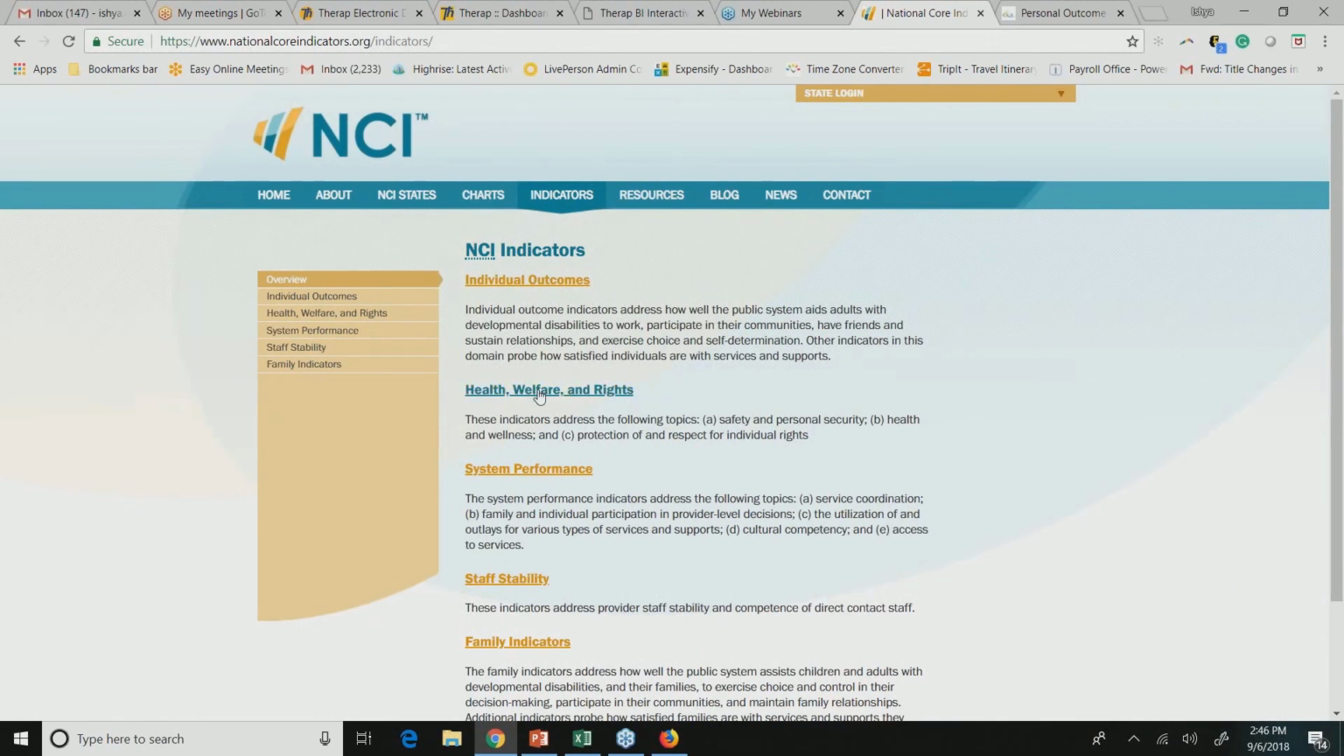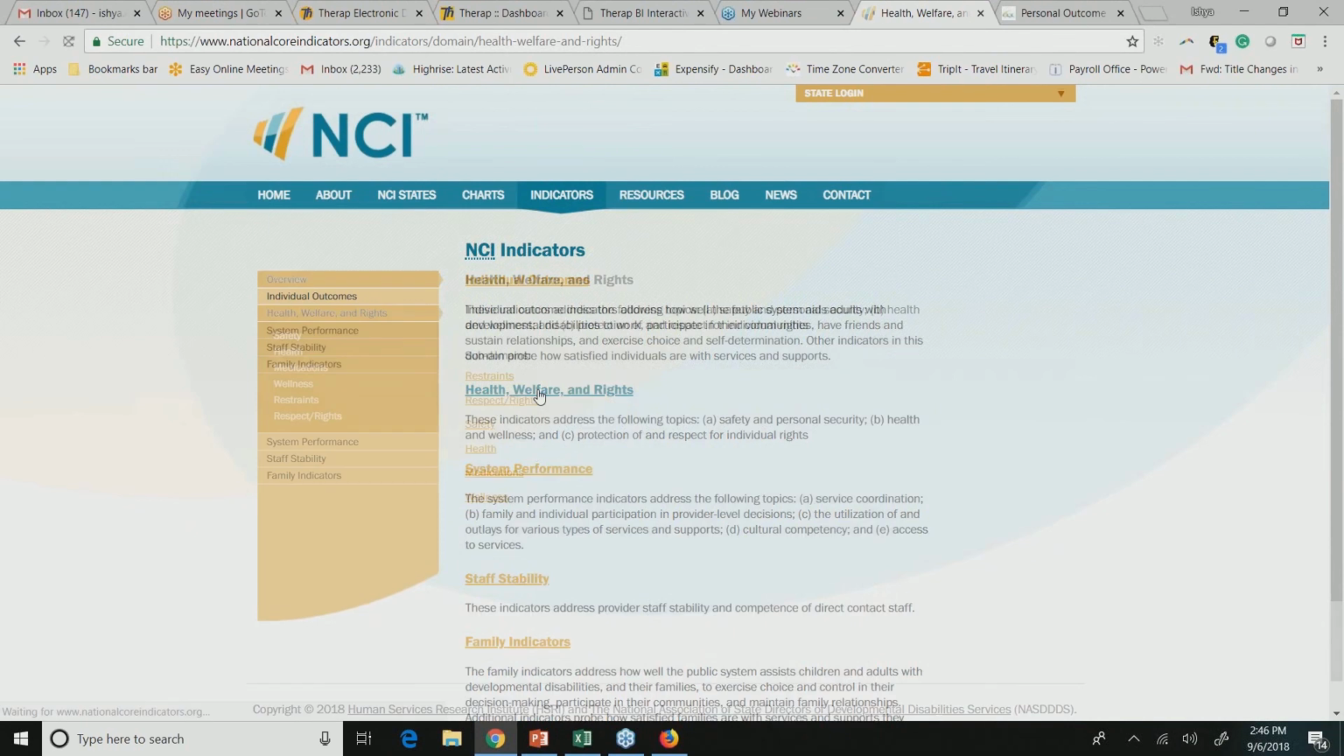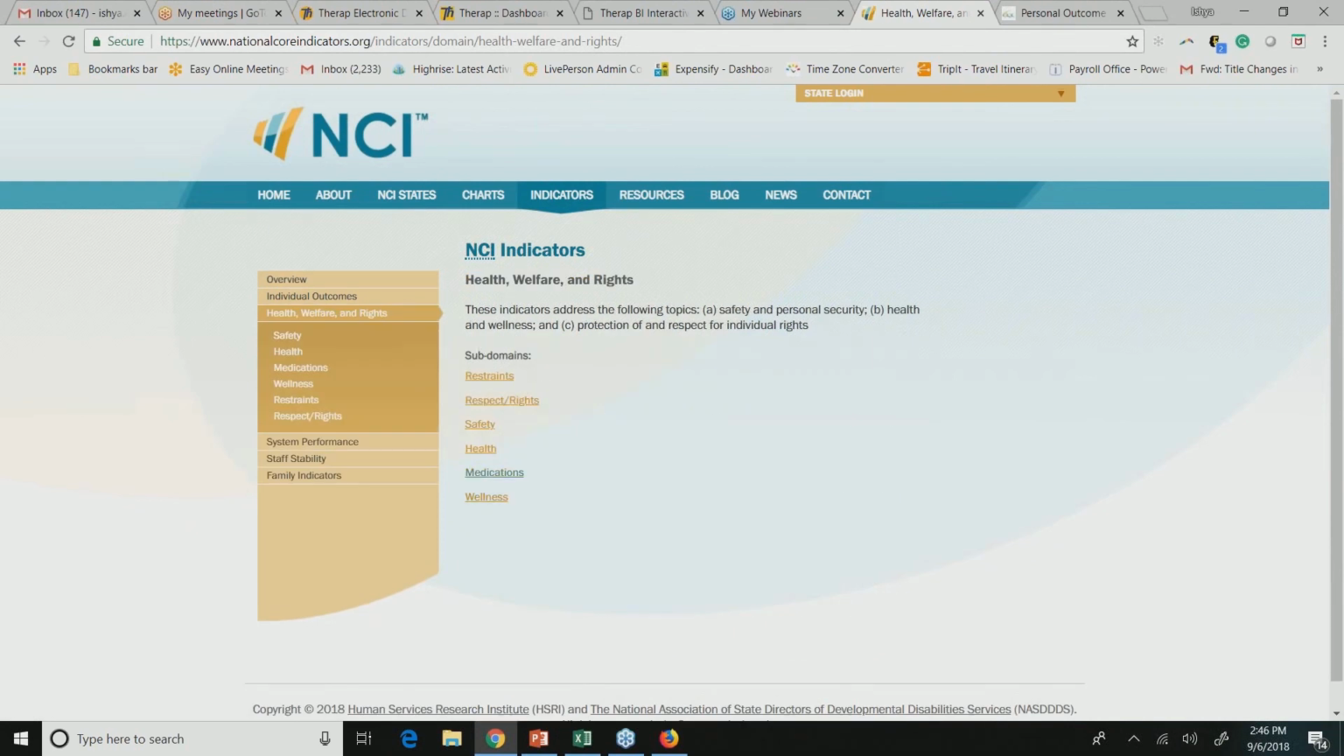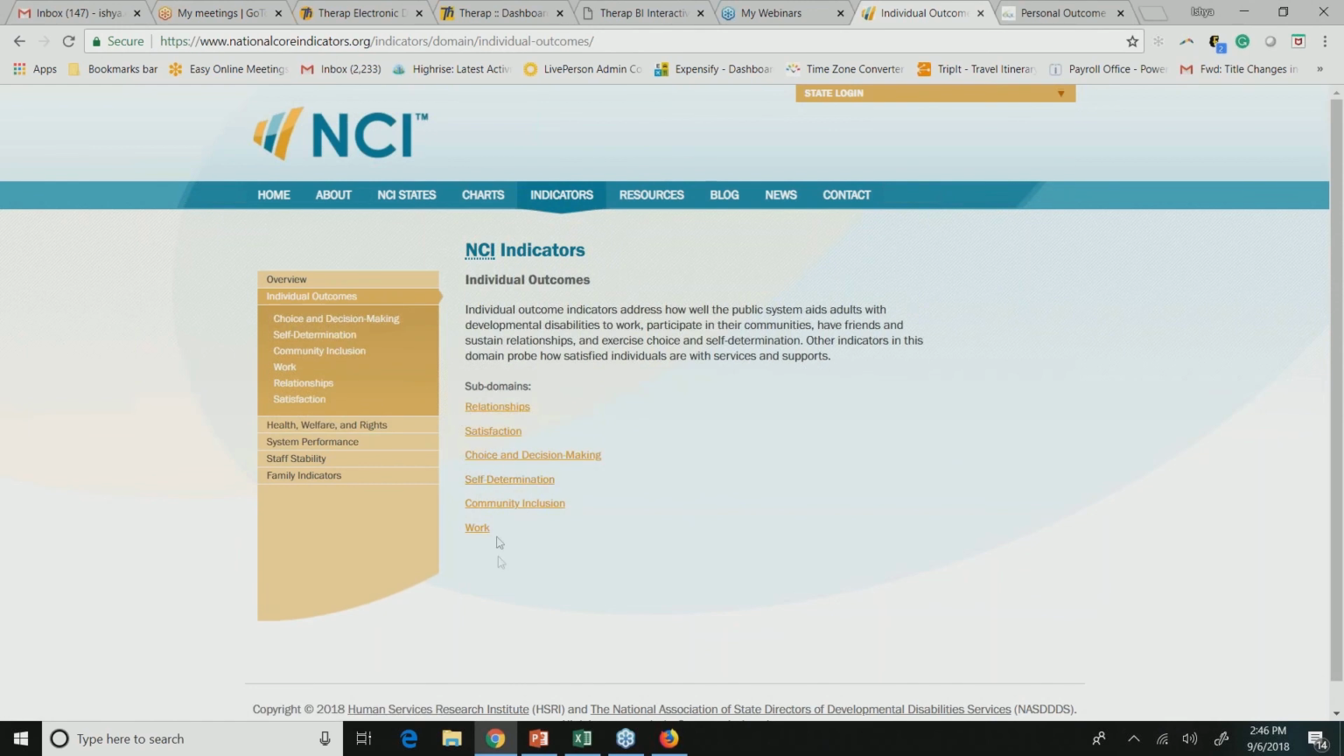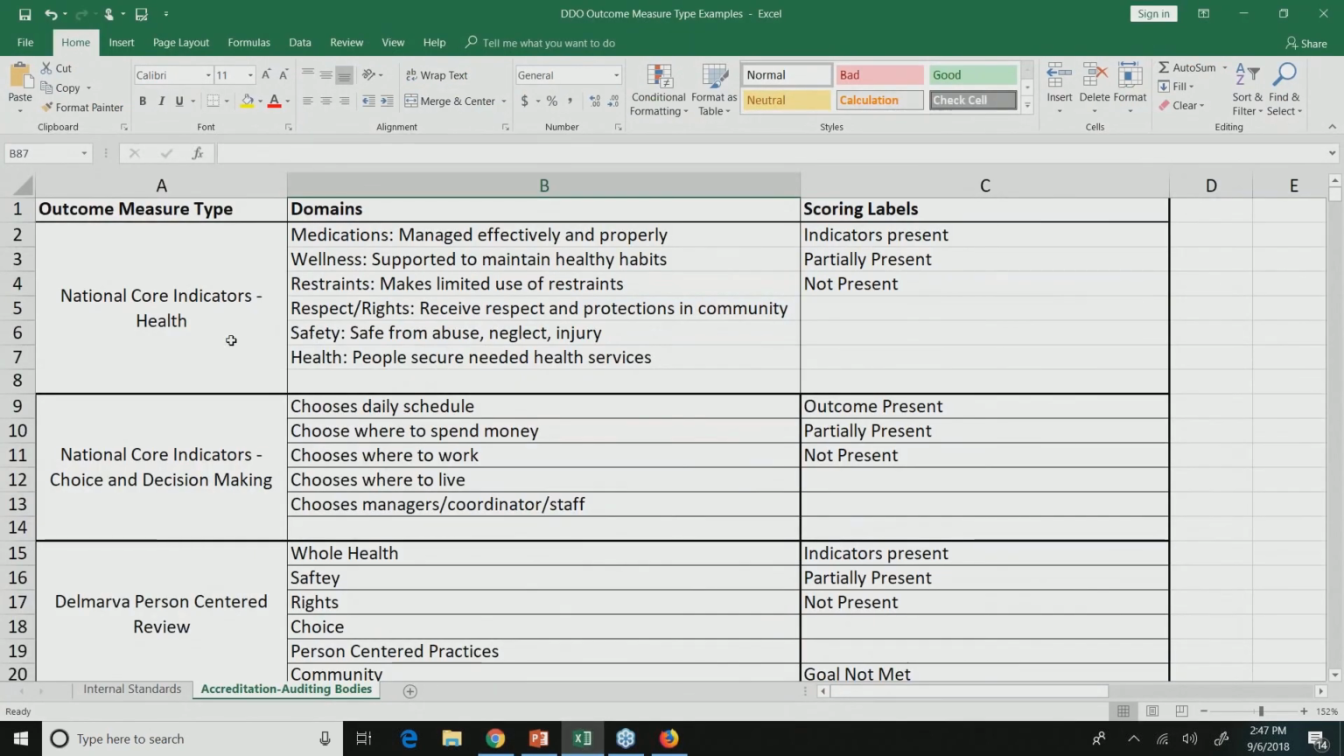Or you might decide I want to sort of delve into the specific category on health, welfare, and rights. And so maybe these become your domains or your buckets of information that you're collecting, and you could put that into an outcome measure type. Or individual outcomes, you might decide these are the particular categories that I want to track within my organization, and you would put that into an outcome measure type. And so what that sort of looks like is this.